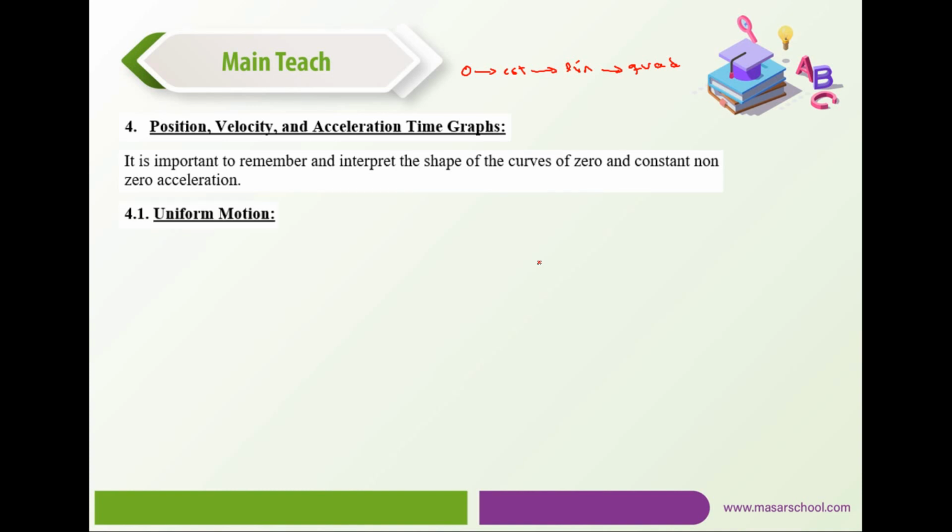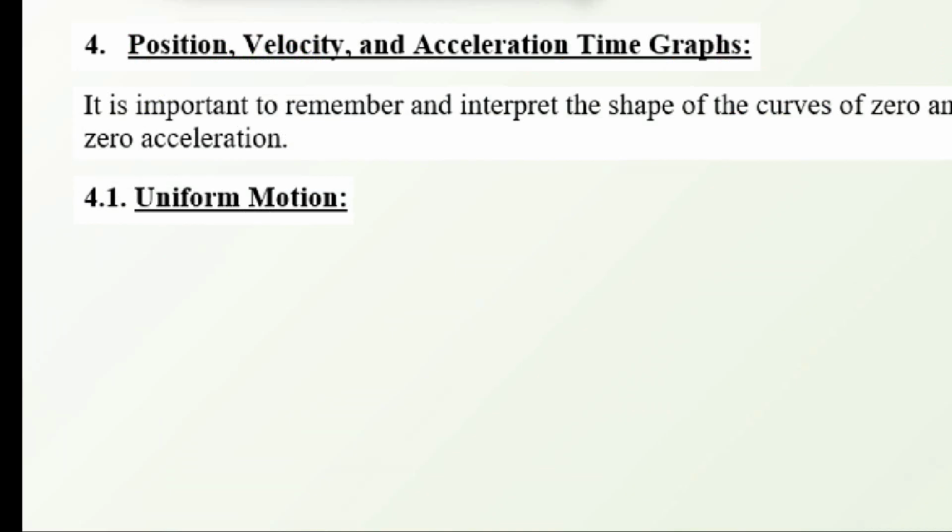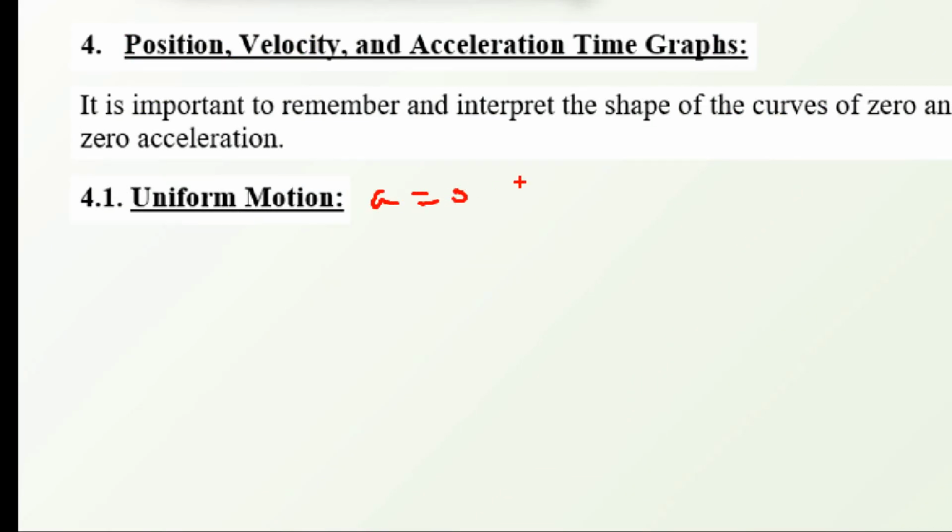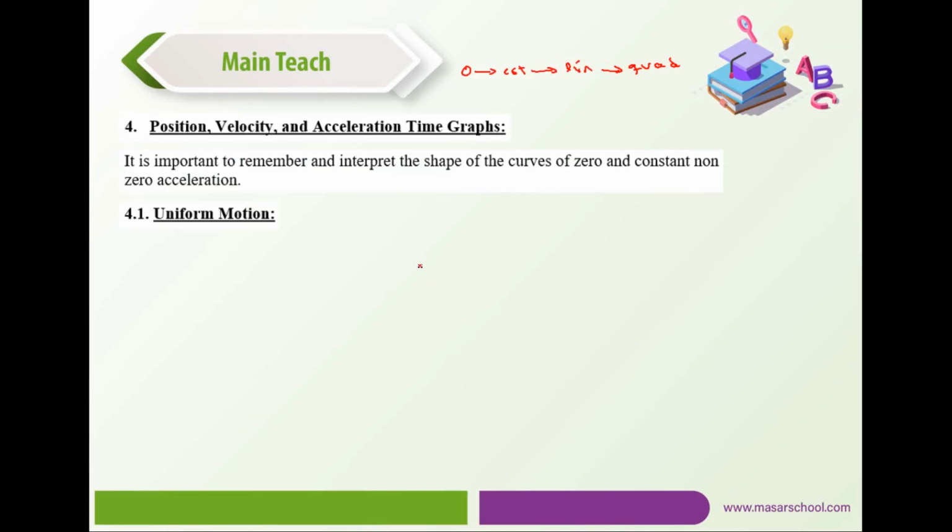Now section 4.1, uniform motion. Whenever we say uniform motion, this means that the acceleration is 0, and that would yield a constant velocity. And whenever the velocity is constant, we have two cases: either it's positive and constant, or it's negative and constant. Now first case, positive constant velocity.